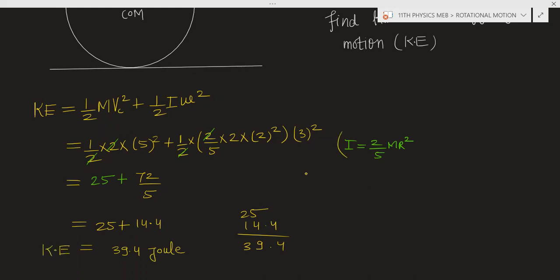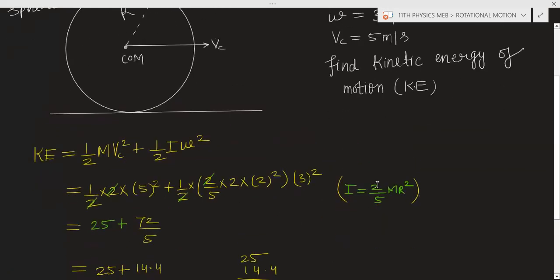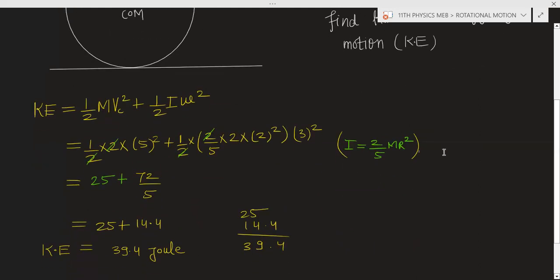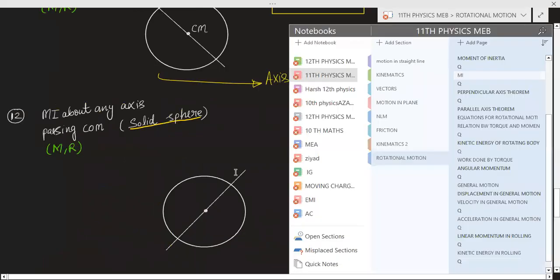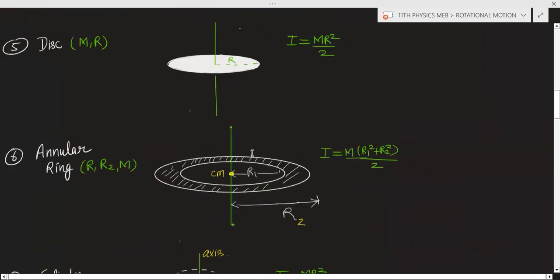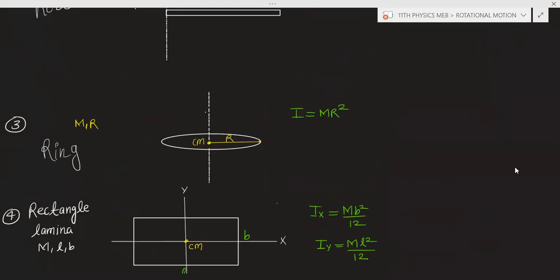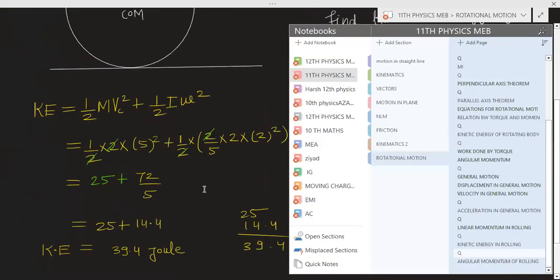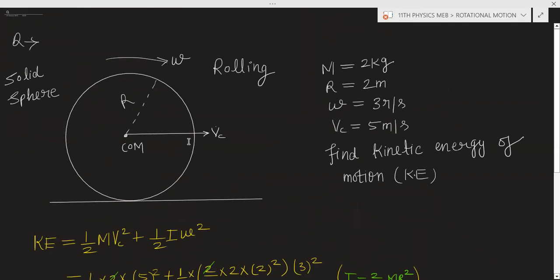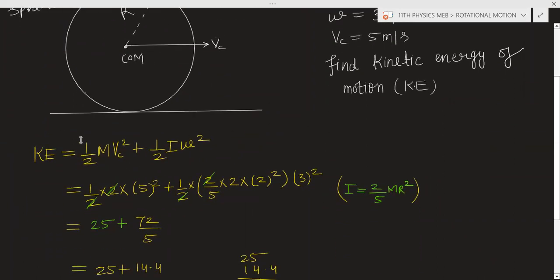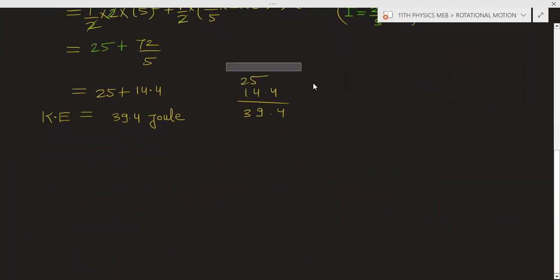So you have to remember the moment of inertia of a sphere about the center of mass, that is equal to 2 by 5 mr square. That is why I have written the moment of inertia here. At least these moments of inertia you should learn, because these will be used in the formulas. So in this way you can find the kinetic energy in case of rolling motion: half m into vc square plus half I omega square.